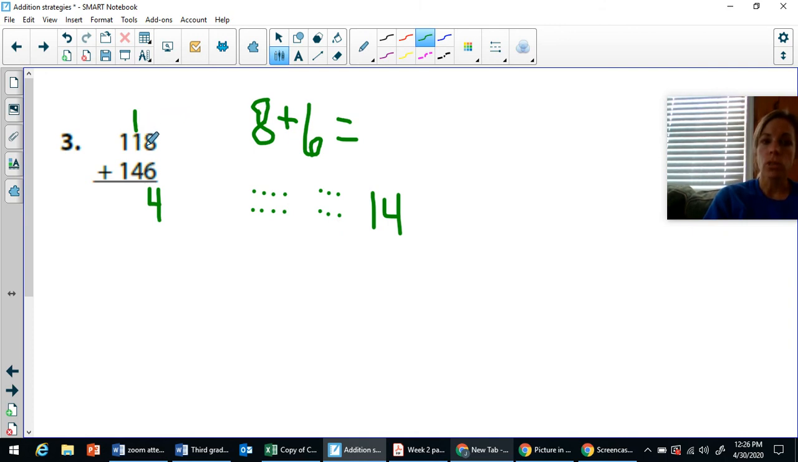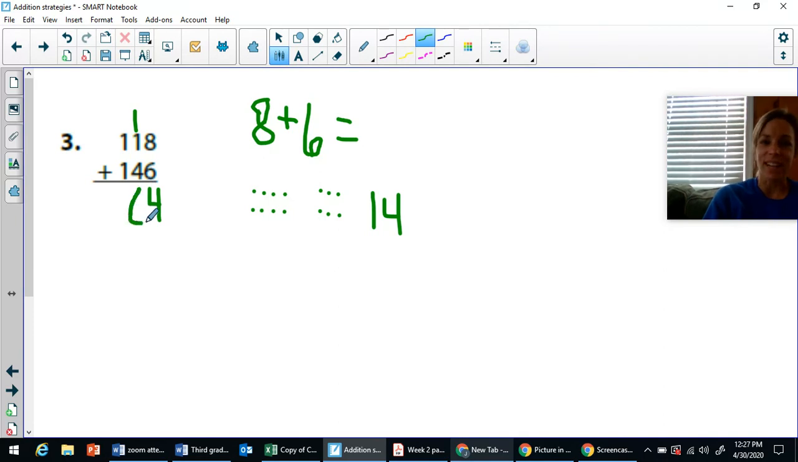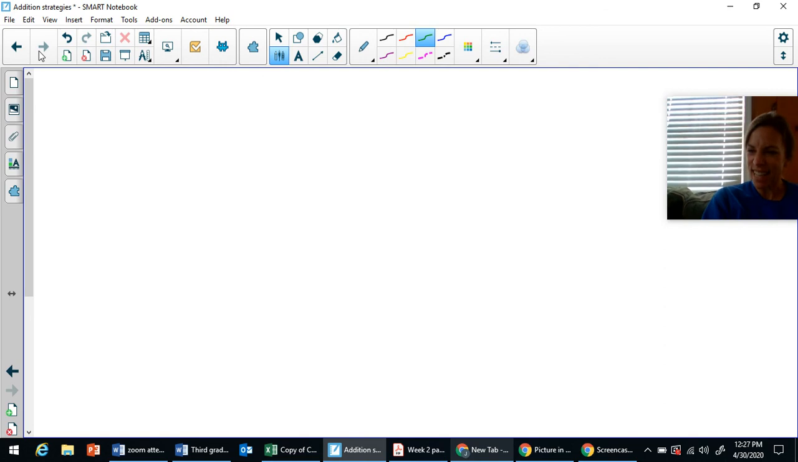1 plus 1 is 2. 2 plus 4 is 6. Or you could have looked at it as 4 plus 1 is 5. 5 plus 1 is 6. Oh, that's wonderful. There's no regrouping for this one. No regrouping. Easy peasy. So your answer should have been 264. And that is it. Easy. I know you guys will have no problems with this one.